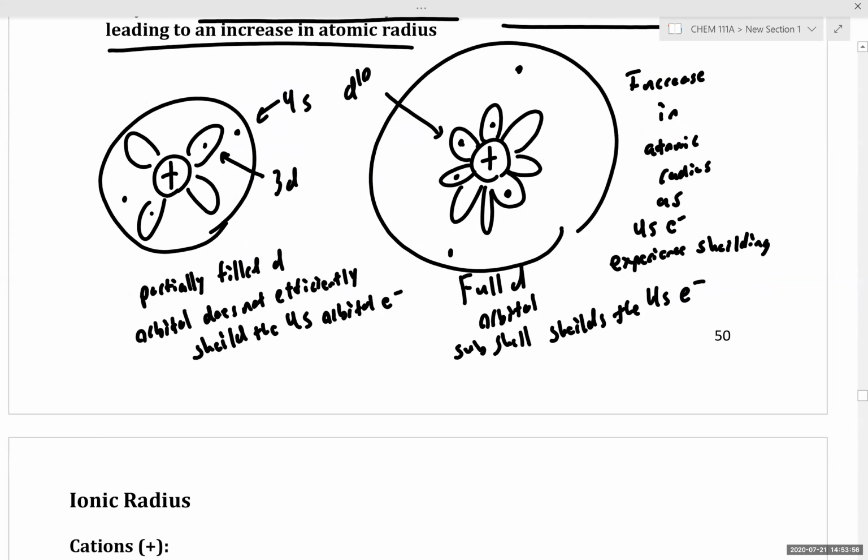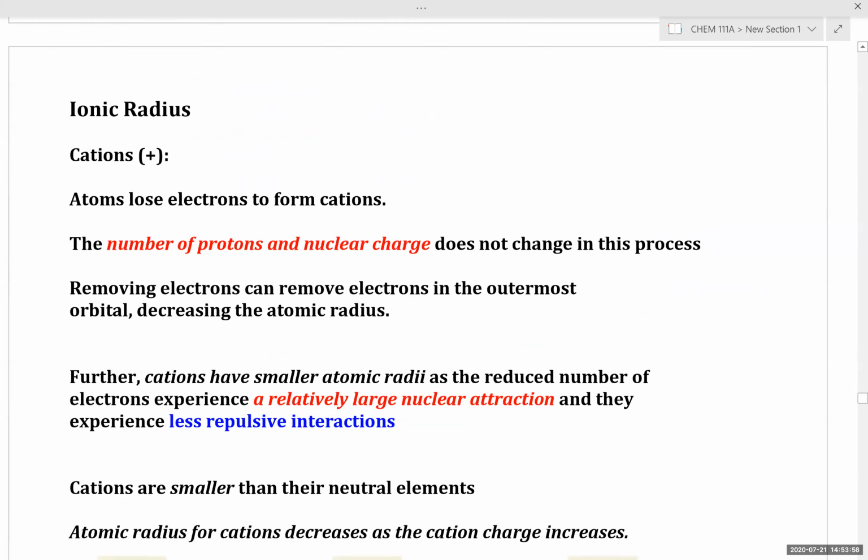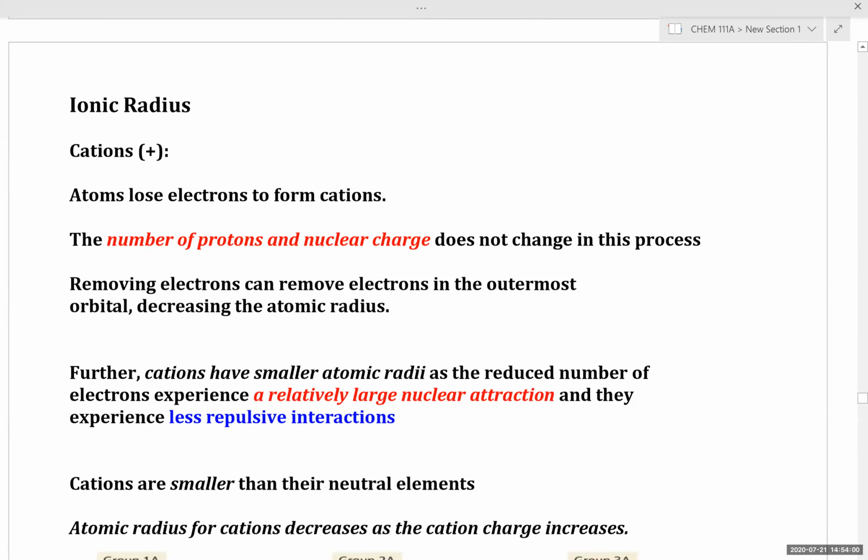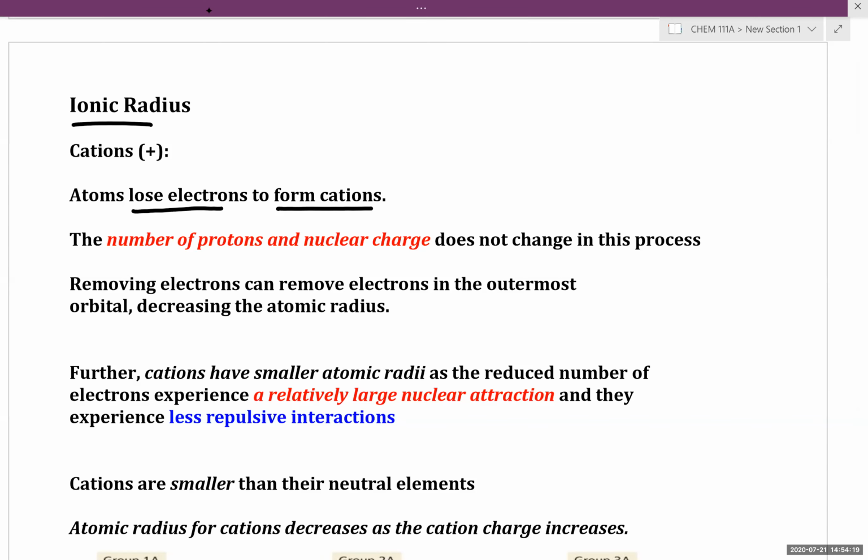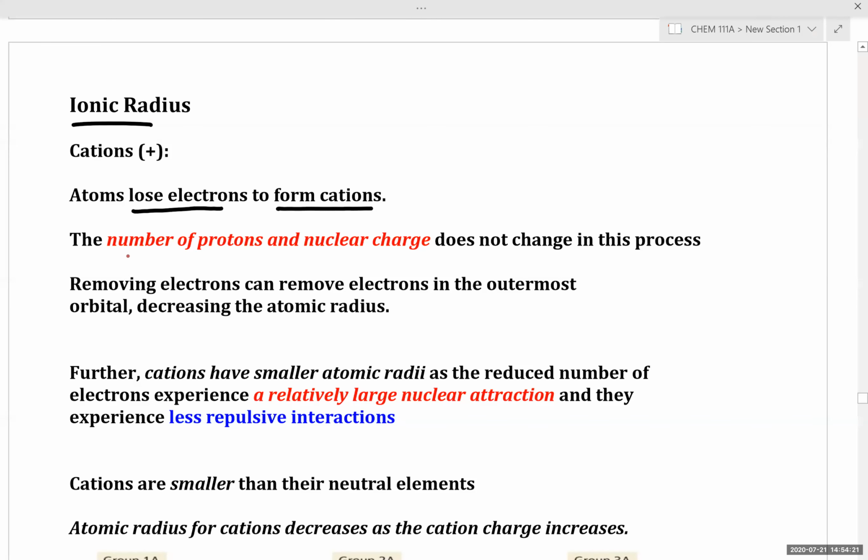Okay, so this is a nice little segue into our next idea, which is ionic radius. So let's start by talking about cations. Quite simply, atoms will lose electrons to form cations. In the case of cation formation, the number of protons in the nuclear charge doesn't change.